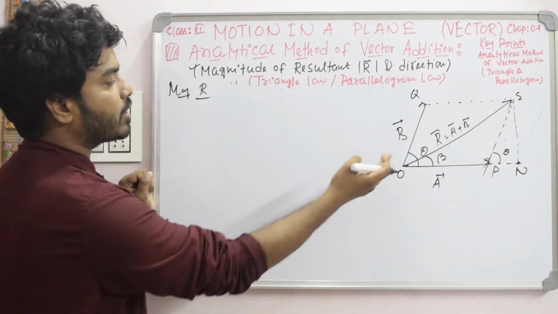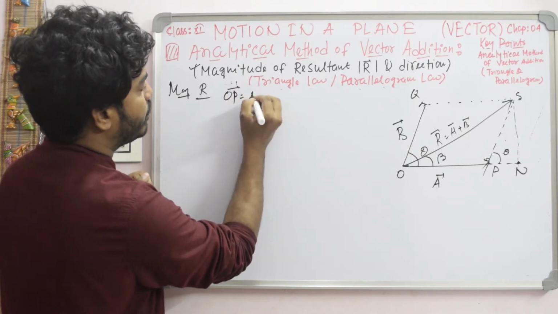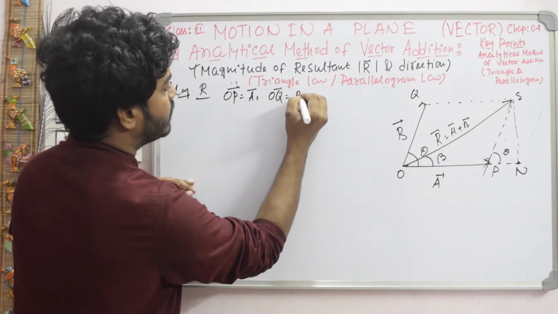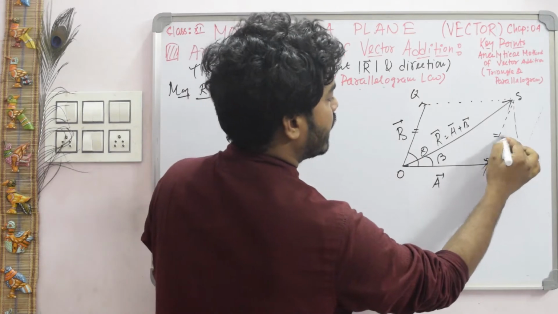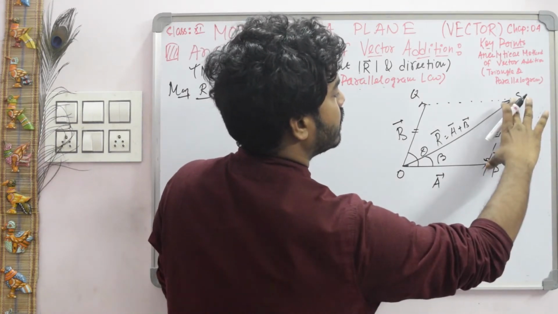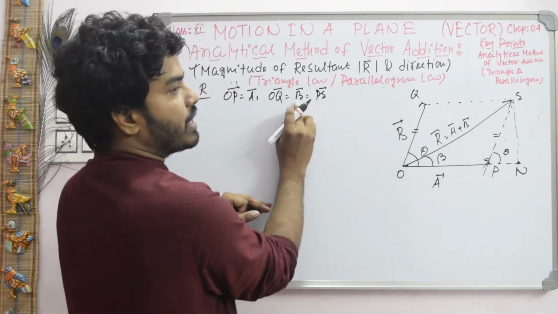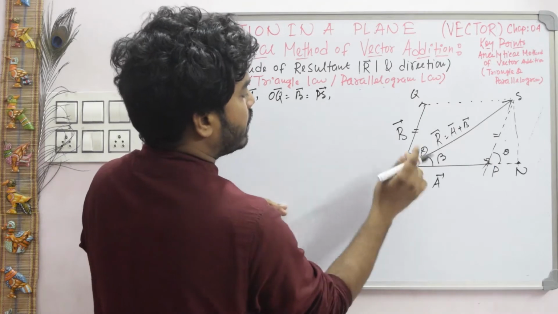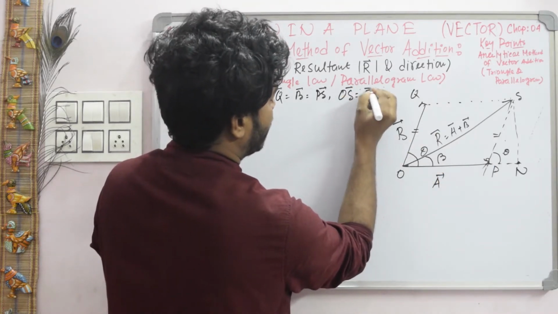Okay, first of all, let us explain what OP is. OP vector is equal to vector A. What is OQ? OQ vector is vector B. Now you see OQ is exactly parallel to PS. So PS also represents vector B, equal and parallel. Now what is the resultant? OS. OS vector gives the resultant vector R.